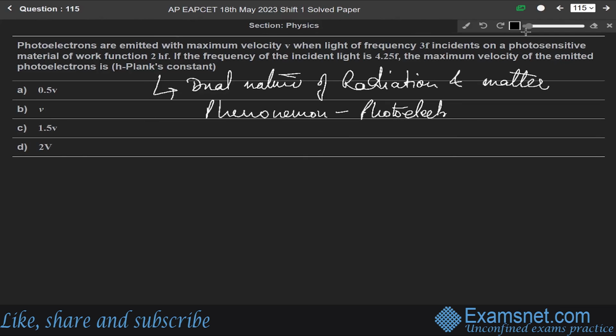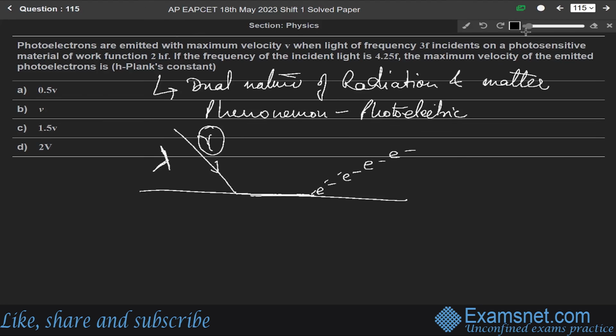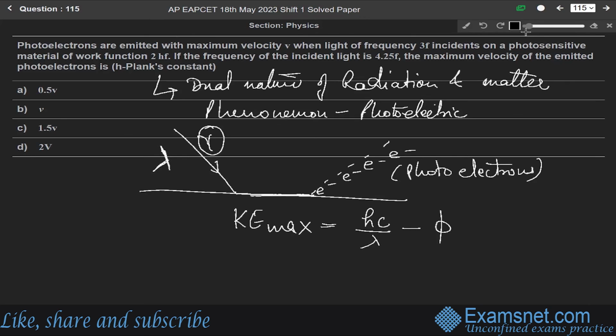What happens in a photoelectric effect? Whenever a light, meaning a photon, having wavelength lambda, let us say there is a photon gamma having wavelength lambda, is incident on the surface of the metal, then some electrons are ejected from the surface of the metal and these electrons are called photoelectrons, okay? And for such phenomena, there is one famous equation: maximum kinetic energy of these photoelectrons equals the incident photon energy minus phi. This phi is called the work function, okay?